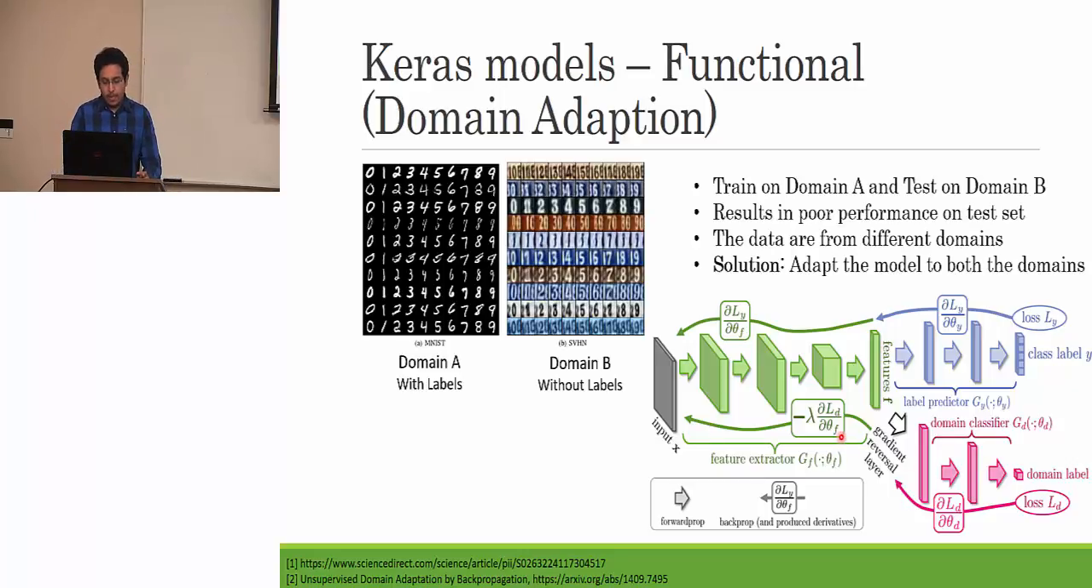The way this does is you have a common feature extractor and you have a label predictor and a domain classifier. You feed both the images, domain A and domain B, through the feature extractor. And since domain A has labels and domain B doesn't have labels, only the images from domain A go to the label predictor. And this label predictor basically does classification from 0 to 9. It's just a 10-way classification.